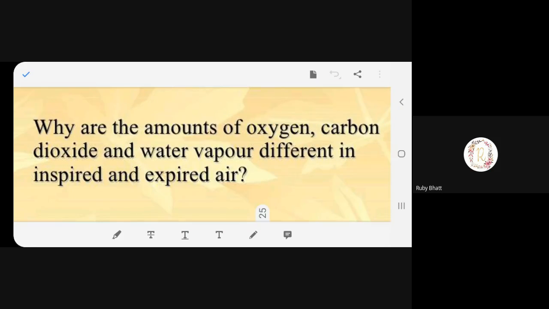When we all exhale, what is maximum? Carbon dioxide. What is minimum? Oxygen. You understood now? Again, what is more? Water vapor. So water vapor is also let out by the exhaled air.